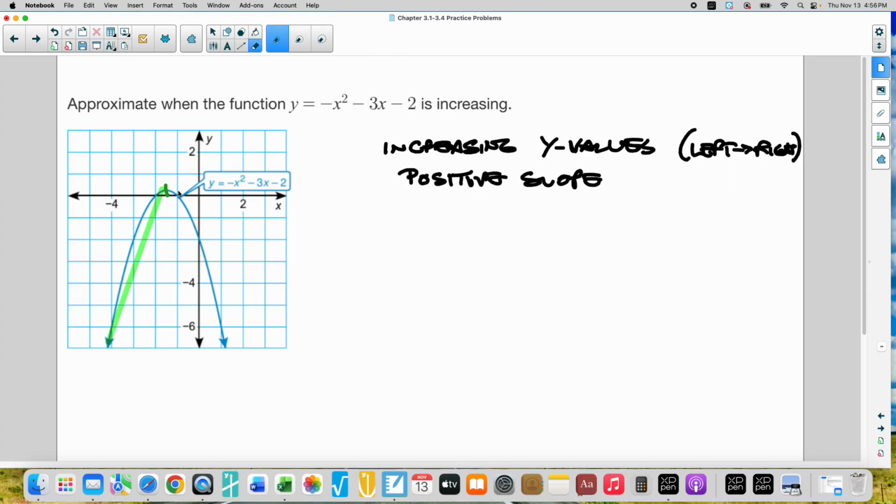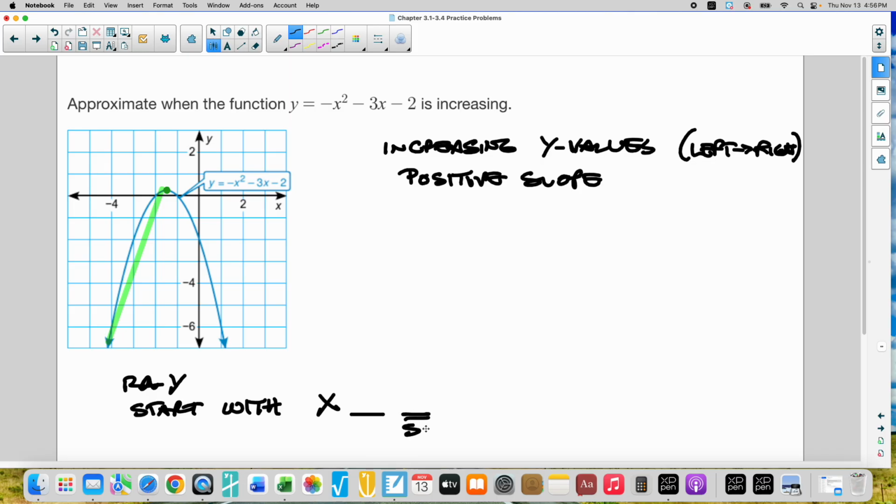So it's a ray, not a segment. This is a ray. All rays start with x. Then we have an inequality sign, and we have our starting point. So it starts here, which is -1.5. So we start with x. We do our starting point, -1.5. And now we need an inequality sign.